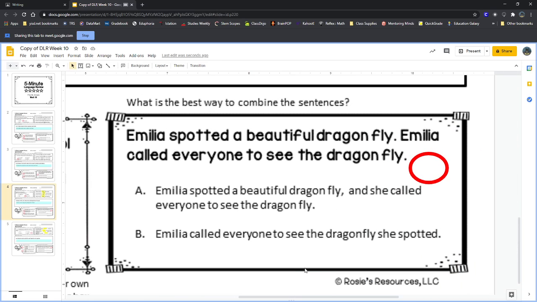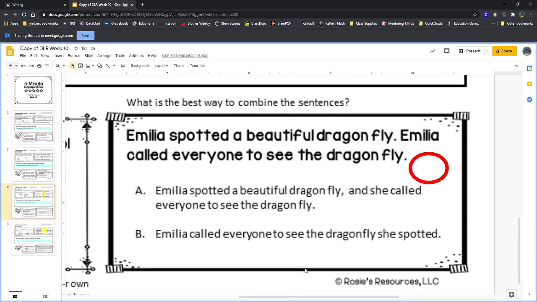And the last part of our Wednesday page, Amelia spotted a beautiful dragonfly. Amelia called everyone to see the dragonfly. I want to combine these sentences, and they give me two different ways to do it. A says Amelia spotted a beautiful dragonfly, and she called everyone to see the dragonfly. Or, Amelia called everyone to see the dragonfly she spotted. Who thinks they know the correct answer? Is it A or is it B?